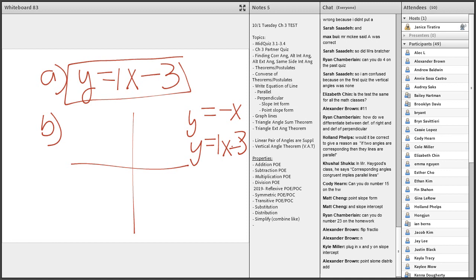So let's graph the first one. The y-intercept is 0 because it's technically plus 0. So you start at (0, 0). And then since the slope is negative 1 over 1, you go down 1 over 1, down 1 over 1, down 1 over 1, or up 1, left 1, up 1, left 1. So you connect it, and here is your graph.